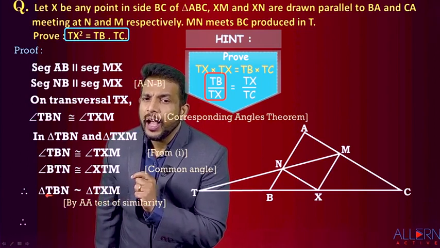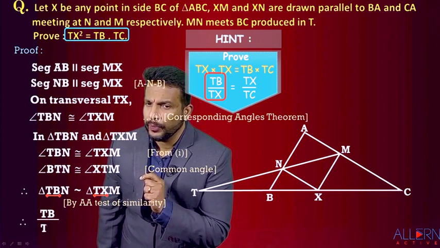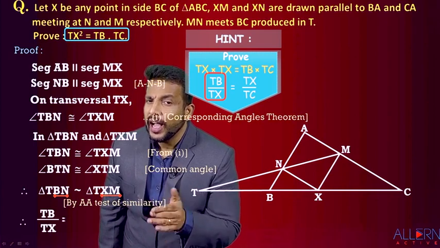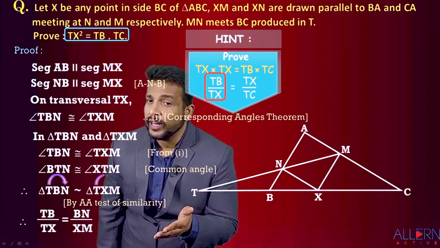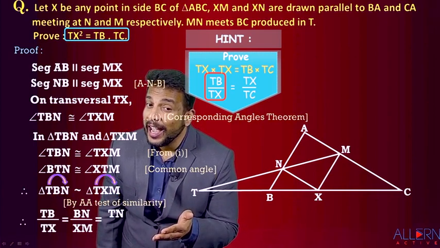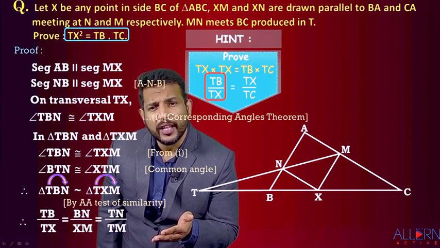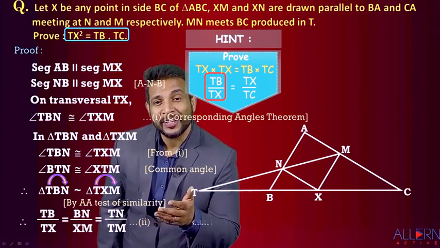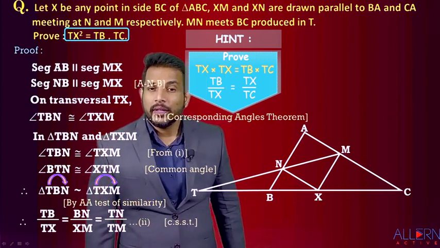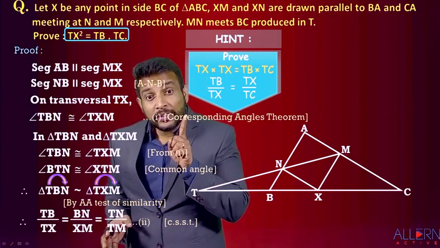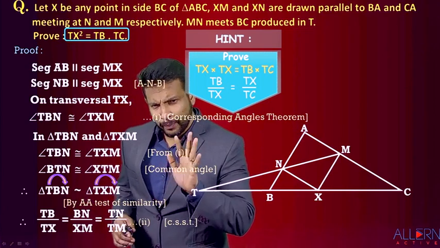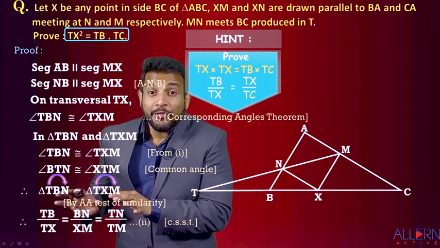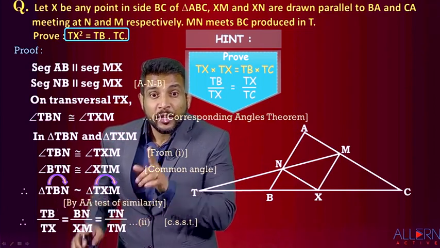So we get TB upon TX. Beautiful. That is equal to the next ratio, BN upon XM. The next ratio, that is TN upon TM. This ratio, they are equal. Why are they equal? The reason is CSST, corresponding sides of similar triangles. And that's our result number 2. Easy. So we got this, and there we have got the ratio which we wanted, TB upon TX. Beautiful. So one pair of triangles, when we proved similar, we got the first.